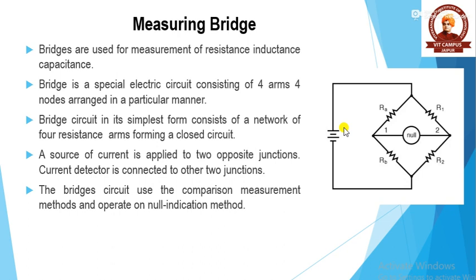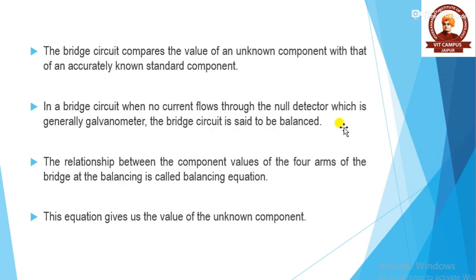The bridge circuit uses the comparison measurement method and operates on the null indication method. A bridge circuit compares the value of an unknown component to an accurately known standard component. In a bridge circuit, when no current flows, the galvanometer shows zero deflection. The bridge circuit is then said to be balanced. The relationship between the components of the four arms of the bridge at balance is called the balancing equation.